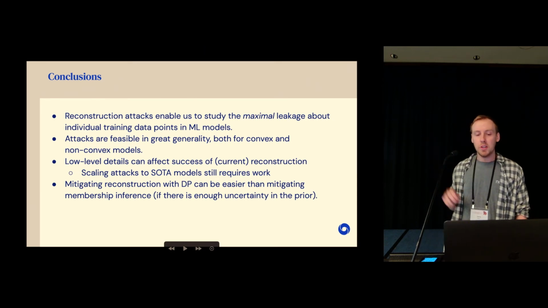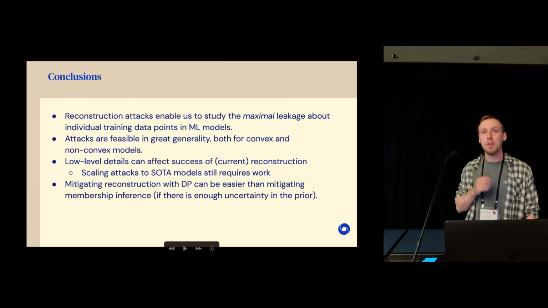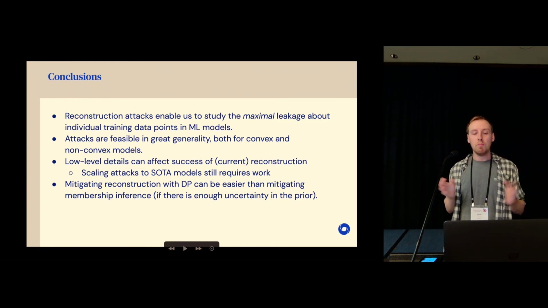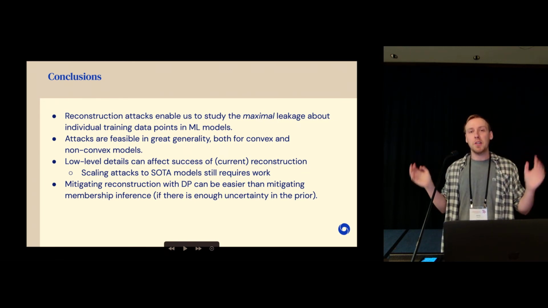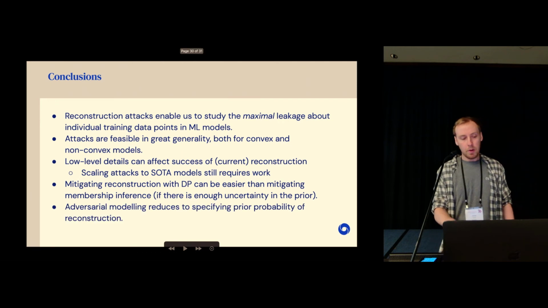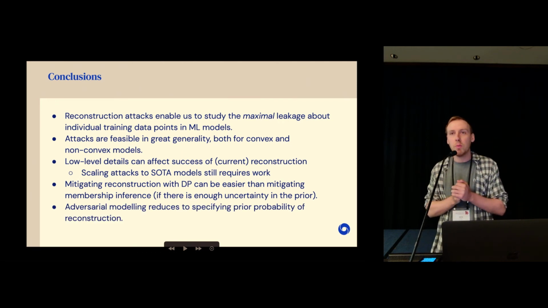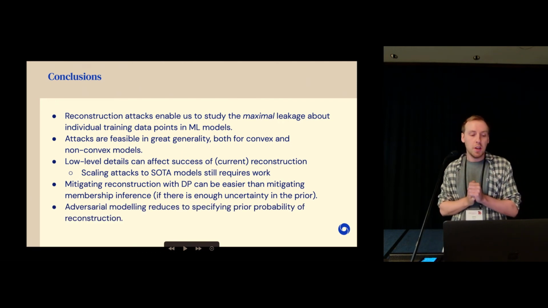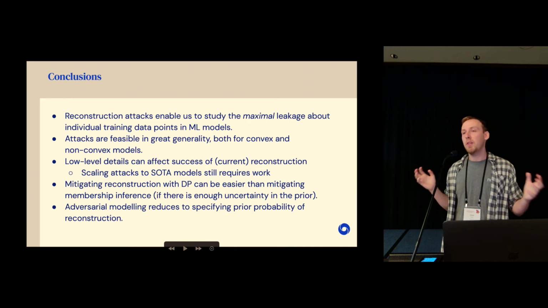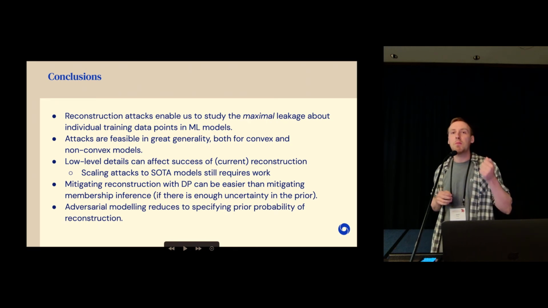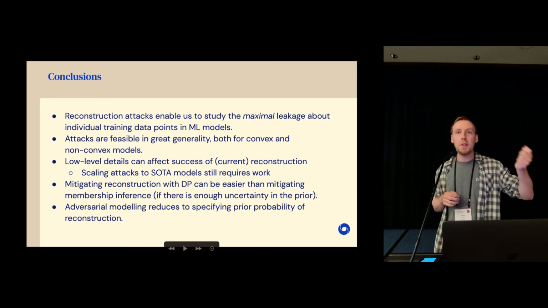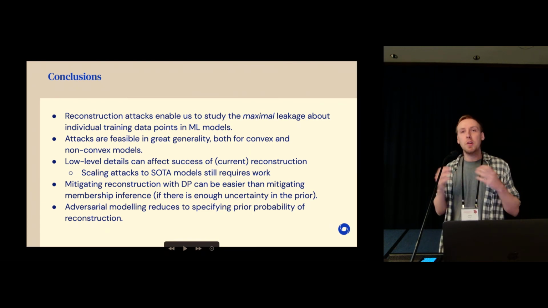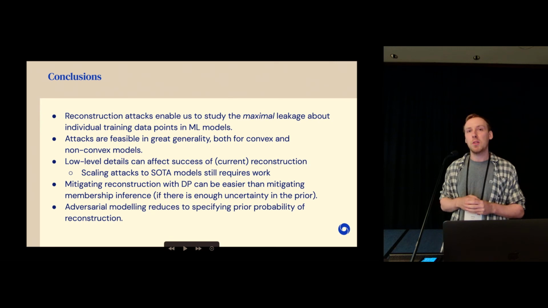Mitigating reconstruction can be easier than mitigating membership inference, as long as your uncertainty in this prior probability is large enough. And the really nice thing about the way that we analyze reconstruction is that modeling your vulnerability to reconstruction attacks really boils down to modeling your prior probability of reconstruction. So if you can understand that, you can understand how vulnerable you will be to reconstruction attacks. And with that, happy to take any questions if there's time.